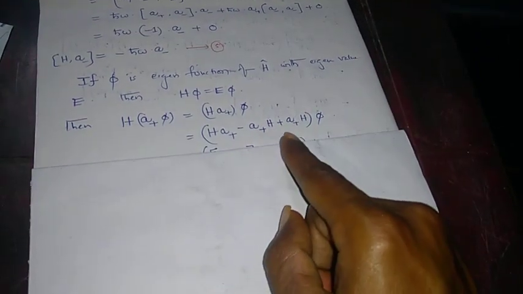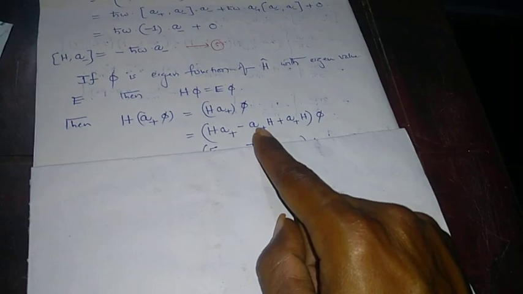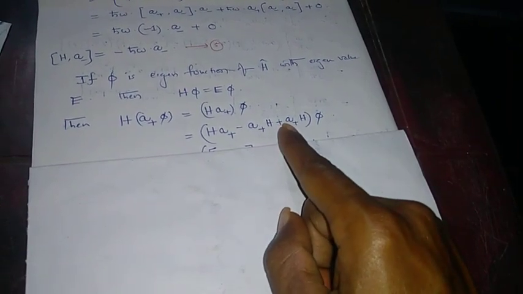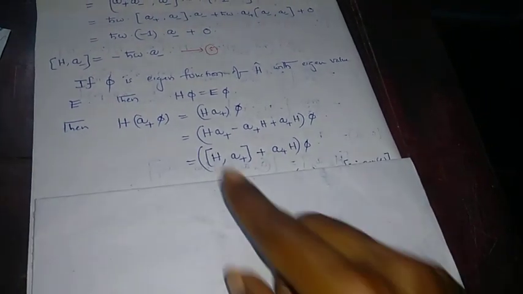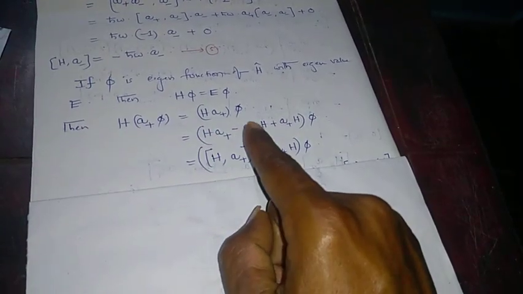If you take this eigenfunction, which is a plus into phi, and you want to find its eigenvalue, then we can operate H on that. If you follow a few steps, like subtracting a plus h and then adding a plus h, the answer won't change. But if you take these two terms together, we can write that as a commutator of h with a plus, and we can keep the other term as it is.